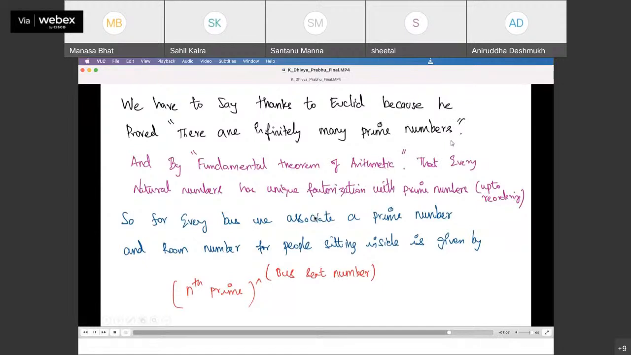And then there is one more theorem we used. Suppose it may happen that 3 power n and 5 power m may be equal. But because of the fundamental theorem of arithmetic, which says that every natural number has a unique prime factorization, 3 power n is equal to 5 power m only if there is no chance that 3 power n will be equal to 5 power m. So in this fashion, we resolve this problem.